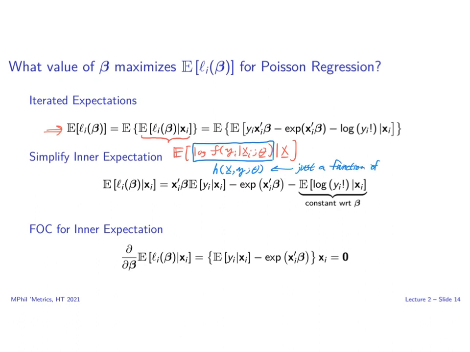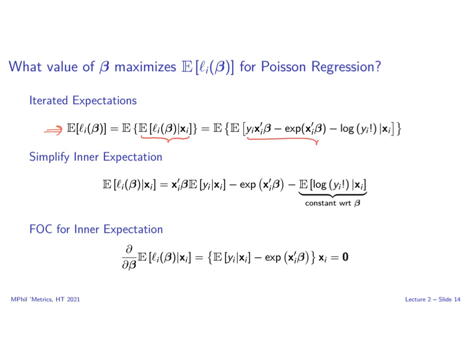That aside, let's proceed to unpack this iterated expectations expression. So, substituting the log likelihood for the Poisson regression model, we obtain the following. Now, we're going to simplify this inner expectation. So we see that we have a y, x prime beta.